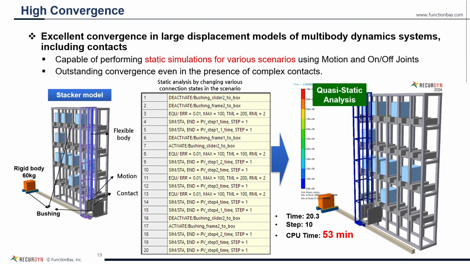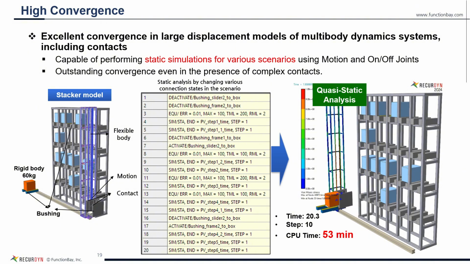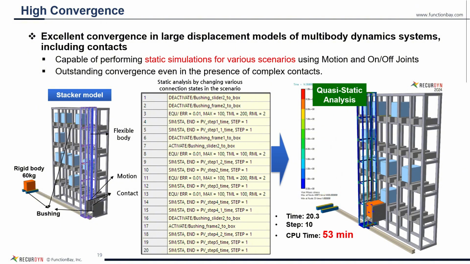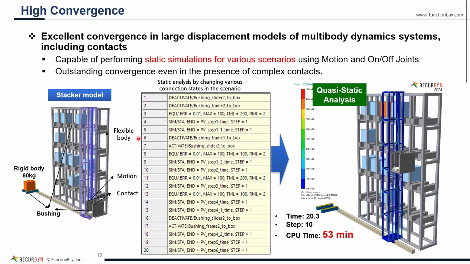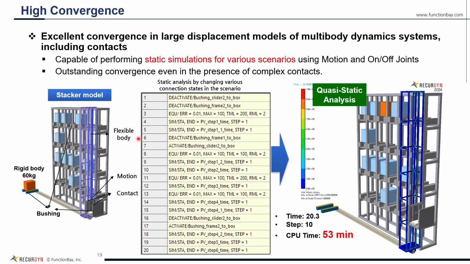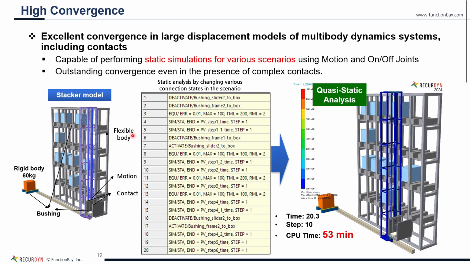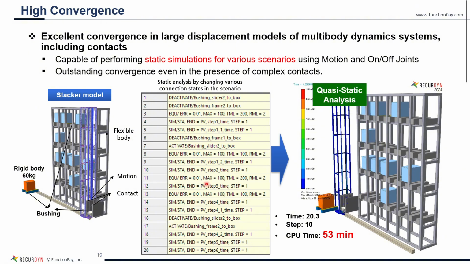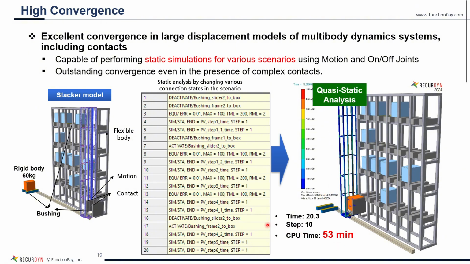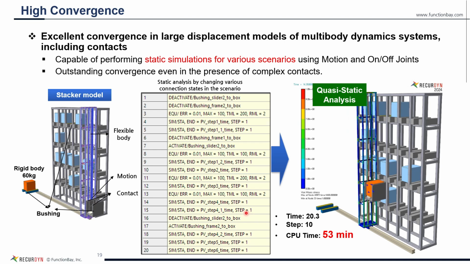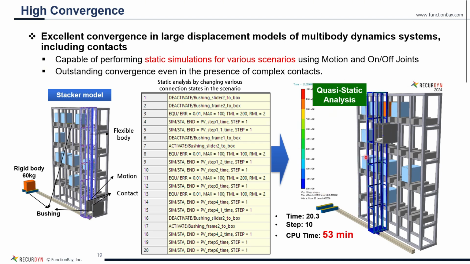The model shown here is a stacker. A stacker is a system designed for transporting and storing items. This is not just a result of dynamic analysis. Instead, multiple static analyses for the desired states were performed sequentially, using motion and contact. While it took 53 minutes to achieve convergence, performing the same analysis with dynamic analysis would have taken significantly longer. This highlights a key advantage of FFlex Static.